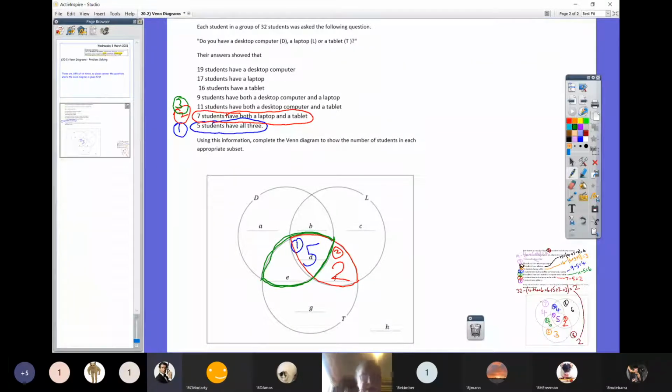Okay, so all of that green area has to be 11. Now 5 are already in the middle, so that missing bit has to be 6. Actually, thinking about it, I should explain how I got that 6. That was 11 take away 5 to get 6. And just going back to the red one, that was 7 take away 5 to get the 2.